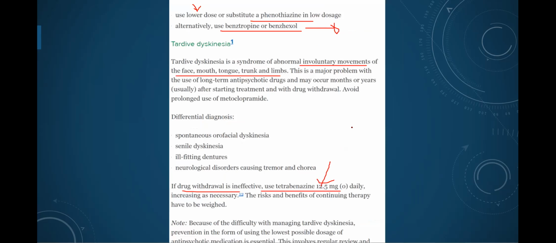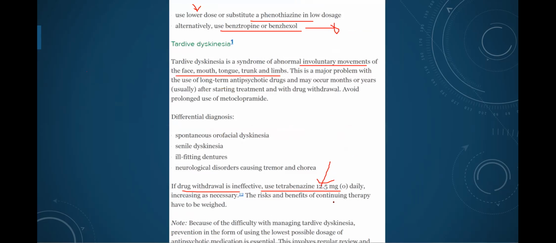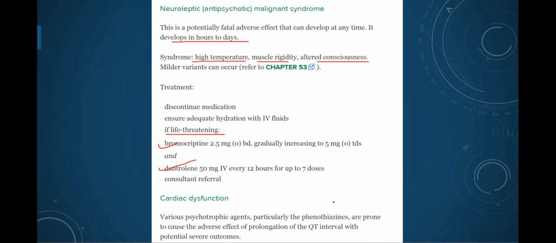Clear? So we have these six extrapyramidal side effects. Acute dystonia, treatment is benztropine. Akathisia, reduce the dose or use propranolol, diazepam, benztropine. Parkinsonian, reduce the dose, use benztropine, benzhexol. Tardive dyskinesia, stop medication or use tetrabenazine. Neuroleptic malignant syndrome, stop medication and then use bromocriptine, dantrolene.